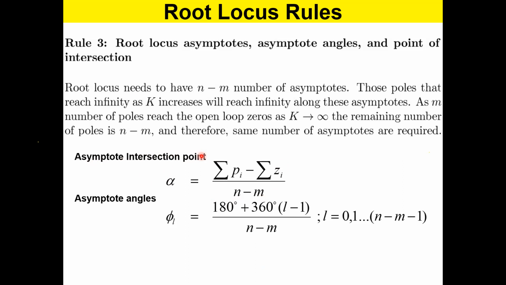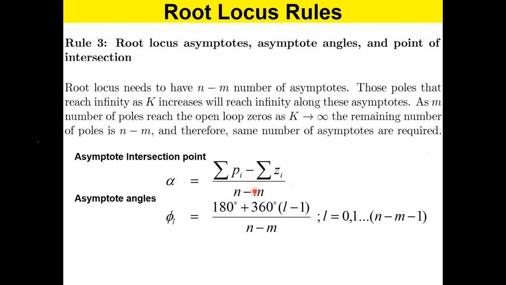What you do is this. You add all the open loop poles minus all the open loop zeros, divide by n minus m. N is number of poles, m is number of zeros. So as I said to you, if you have 5 open loop poles and 3 open loop zeros, 5 minus 3 is 2. You have 2 asymptotes. And this equation tells you the asymptote intersection point, at what point on the real axis these two asymptotes meet up or intersect.